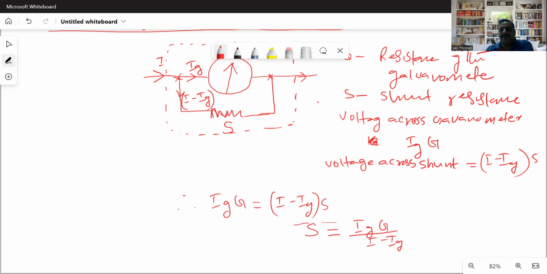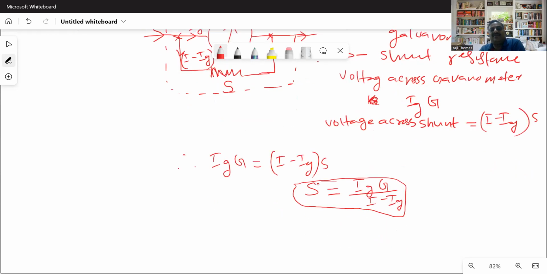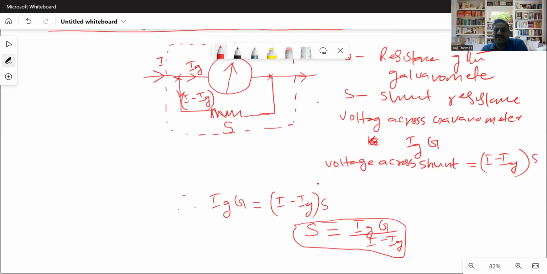Here I is the main current and Ig is the current through the galvanometer. I minus Ig is the current through the shunt. So we can find the value of this shunt if you know the range of the ammeter. Range of the ammeter is I, the main current. If you know the main current and galvanometer resistance, you can find the shunt. This is how we convert a galvanometer into an ammeter. Children, this is very important for numericals also.